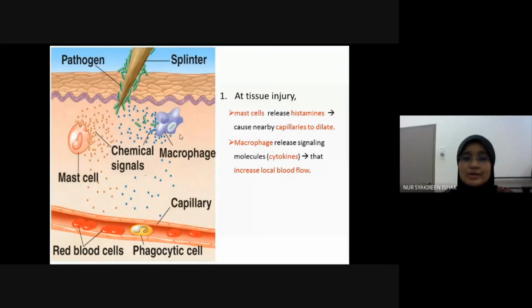So it causes the area to be red, and then it brings more metabolic heat. It causes what? Warmth. So macrophages release signaling molecules, cytokines, that increase local blood flow. Another function of the mast cell tadi apa? Dia akan increase the permeability of the blood vessels so that more white blood cells such as neutrophils and macrophages can exit the blood vessels and enter into the interstitial fluid.